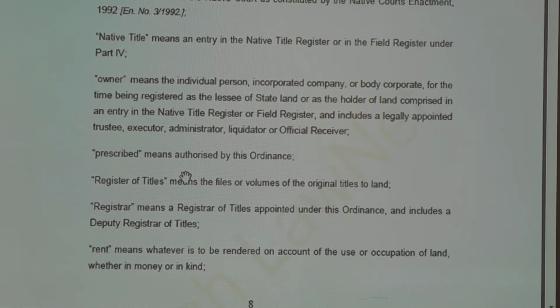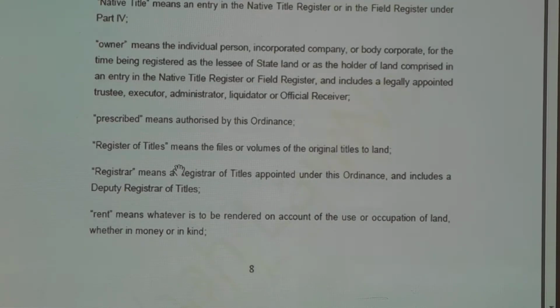The native title itself has a map to indicate where the location of the land is, and then you can create a charge or sublease over native title just as you can over a sublease.